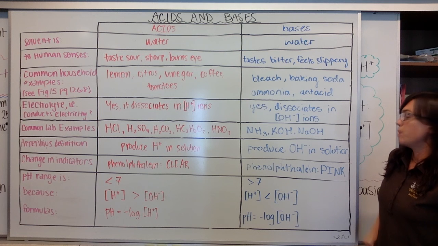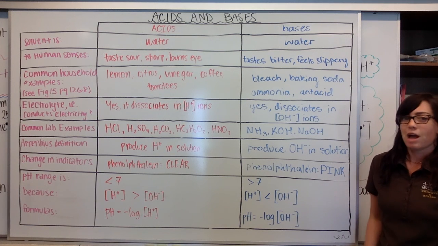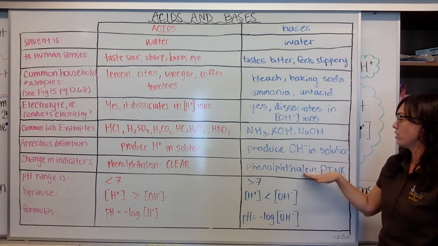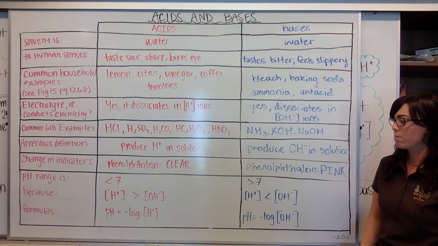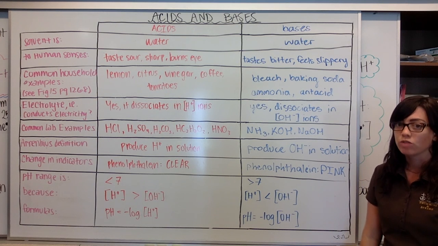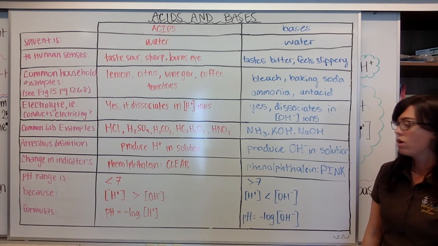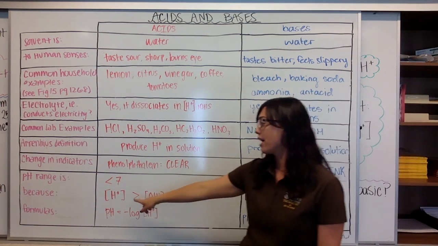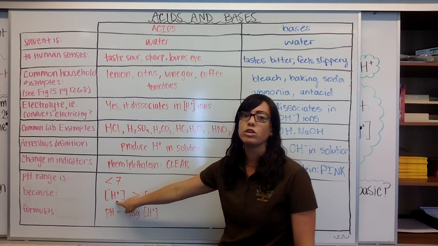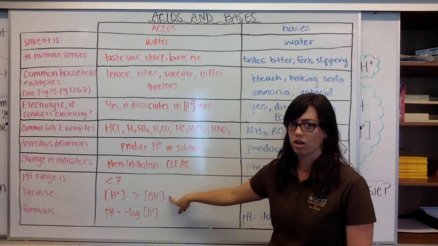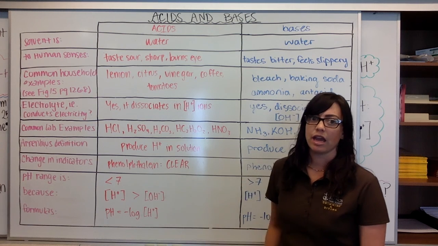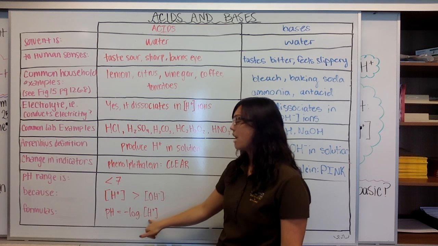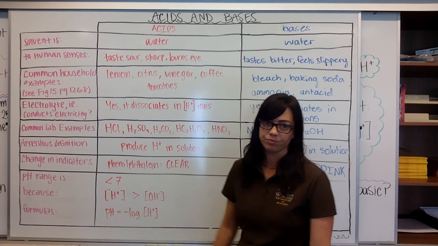Change in indicators, basically we are going to learn more about when we do our lab next week. You just need to write down that we have clear for our acids and phenolphthalein is going to be pink for our bases. The pH range, which you probably learned about in middle school, for acids is going to be less than 7. And that is because our hydrogen ion concentration is going to be greater than our hydroxide ion concentration. Okay? And how we calculate the pH is actually just the negative log of the hydrogen ion concentration.